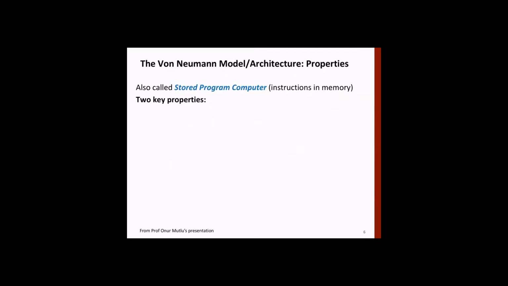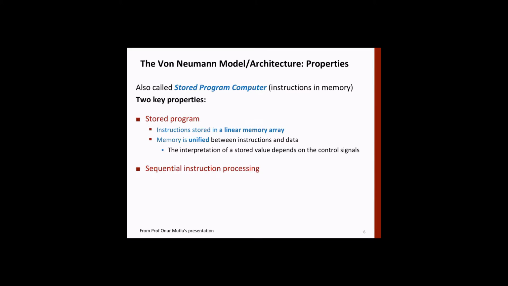We also discussed that this model is known as a stored program computer because the program and data, the instruction and data, both are stored in memory. And that was very unique at that point in time. Imagine, 70 years back, somebody could imagine that data need not always come from devices outside, but it can also be in the main memory. So memory is unified between instruction and data, and the interpretation of whether it's an instruction or data depends on the control signals that we'll see.